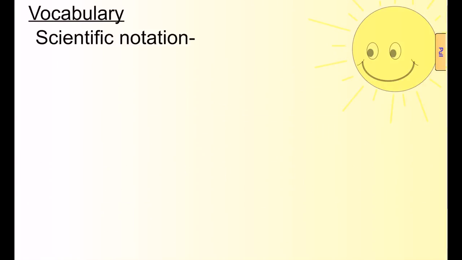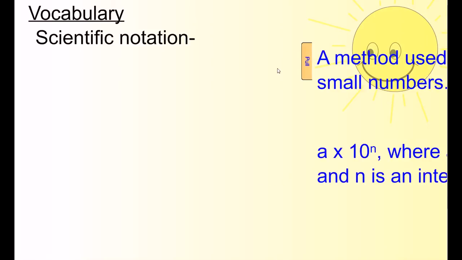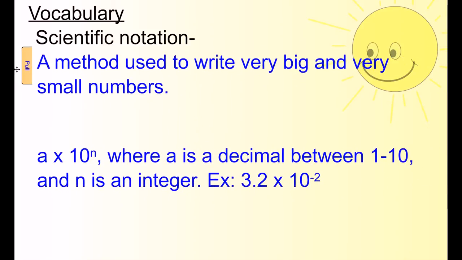Now, scientific notation, we have one vocab word. Scientific notation is a method used to write very big and very small numbers. And I have an example down here, kind of like the algebraic notation, a times 10 to the n, where a is a decimal between 1 and 10, and n is an integer, being a positive or negative number. So 3 or 5 or negative 2, negative 8, those can all work for the exponent.